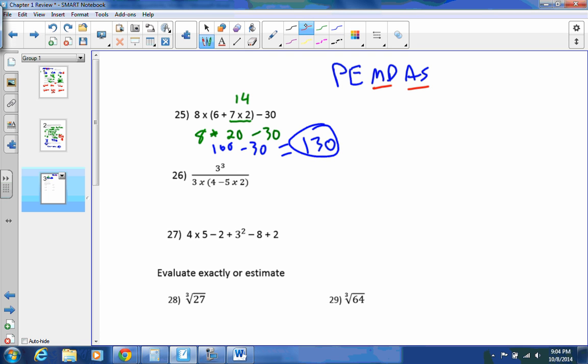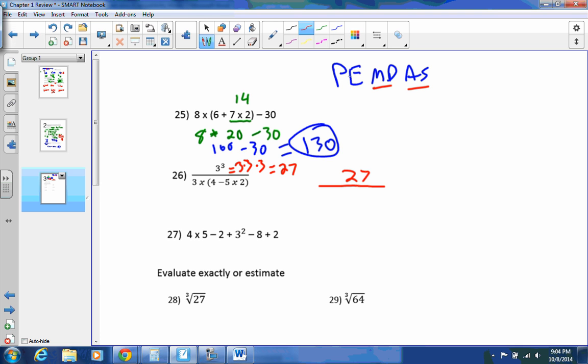All right, number 26. Don't be fooled by the fraction bar here, or the division, whatever you want to call it. Just do everything on the top, and then do everything on the bottom, and then you can divide it out. So let's start with the top. This is equal to 3 times 3 times 3, which equals 27. Right, so we have 27 on the top.